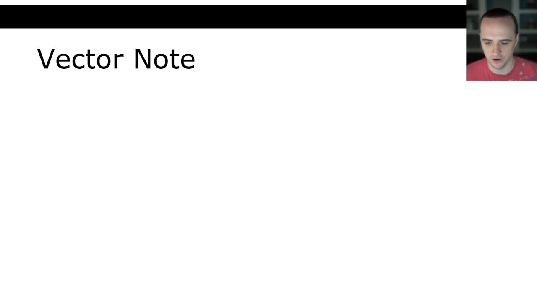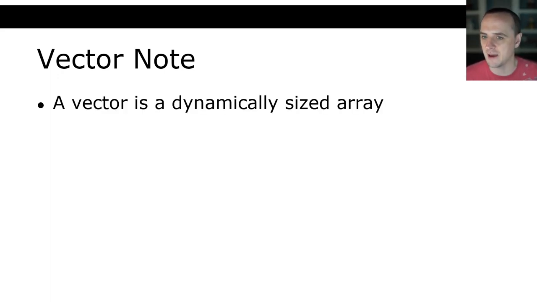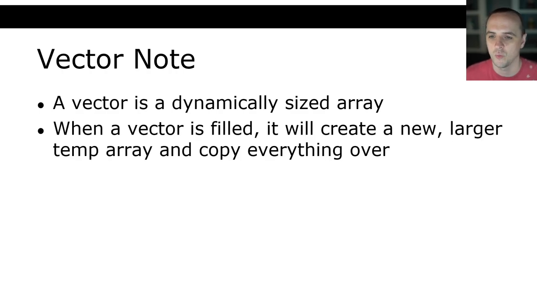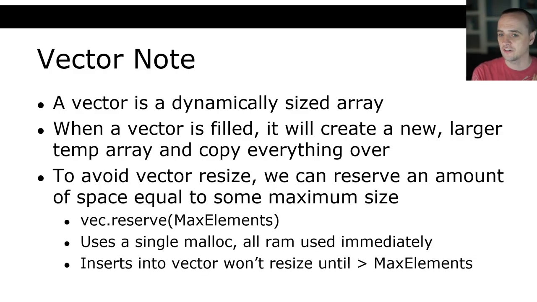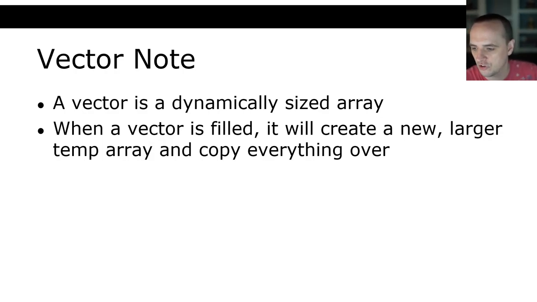However, as a note, a vector is a dynamically sized array. When a vector is filled up, it creates a new, larger, temporary array, and then it copies everything over to the new array. To avoid vector resizing, what you can do is reserve an amount of space equal to some maximum size. So let's try and draw a little diagram here on the screen. Let's say I create a new vector, and it's like this.